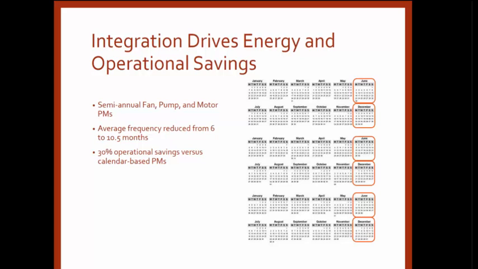The other thing, as I was mentioning earlier about integration, is how it drives energy savings and operational savings. We had a semi-annual fan and pump motor preventative maintenance set up. The calendar depicts that we would religiously do it in June and December of each year. We tied the building automation system to our computerized maintenance management system and started pushing our run hours into the ticketing system. It reduced our frequency from 6 months to about 10.5 months for all these pieces of equipment, while we still maintain the same level of serviceability that's recommended by the manufacturer. This resulted in about 30% operational savings versus our calendar-based PM approach.